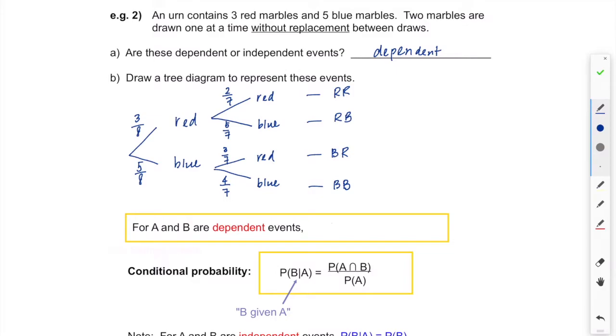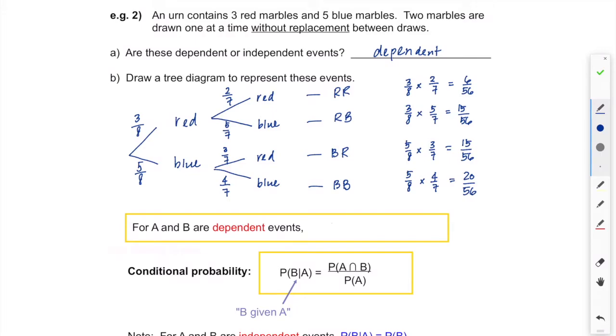Getting a red first, 3 out of 8, and so we multiply. Getting a second red is now 2 over 7, so 6 out of 56. Red, blue, 3 over 8 times 5 out of 7, 15 over 56. Blue, red is 5 over 8 times 3 over 7, 15 over 56 again. 5 out of 8 times 4 out of 7, so 20 out of 56. Okay?